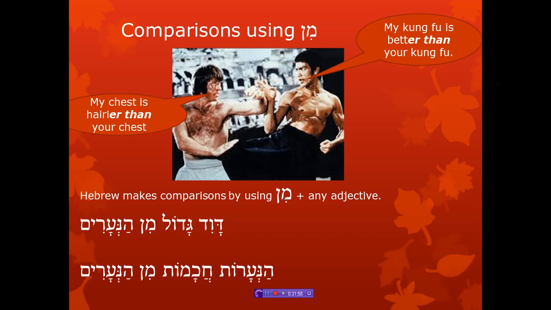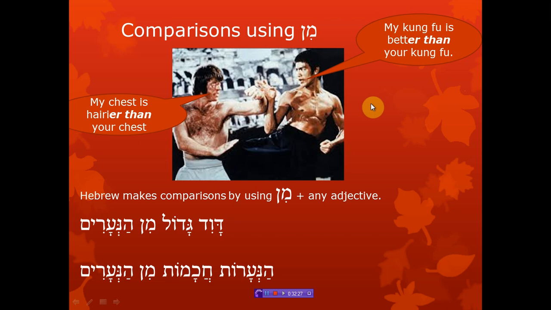So in English, the way that we do comparisons, if we want to compare one thing to another, for instance, in the case of Chuck Norris, if you want to compare his chest to Bruce Lee's chest, you would say it is hairier than. So the -er indicates a comparison, and then "than" also. Or in the case of Bruce Lee, "better than" is a way of comparing his Kung Fu to Chuck Norris's Kung Fu.